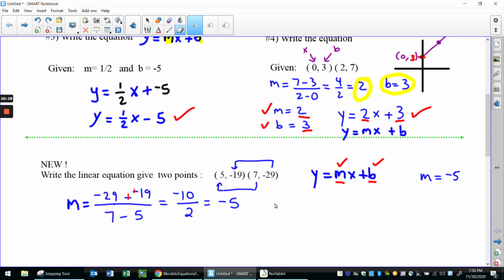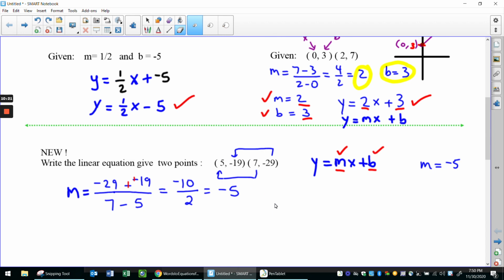Okay, so we're going to do a little trick to figure out how to solve for b. You've got to pay close attention to this because it could be a little confusing. What you're going to do is pick one of these 2 points. You could pick (5, -19), or you could pick (7, -29). So you're going to pick one point, and that would be your first step.